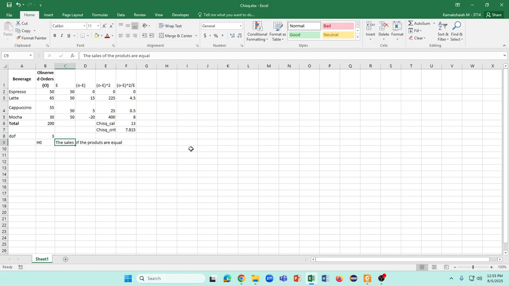So what is the null hypothesis? That the sales of these 4 different products are more or less the same. That is rejected. So the actual differences are statistically significant.